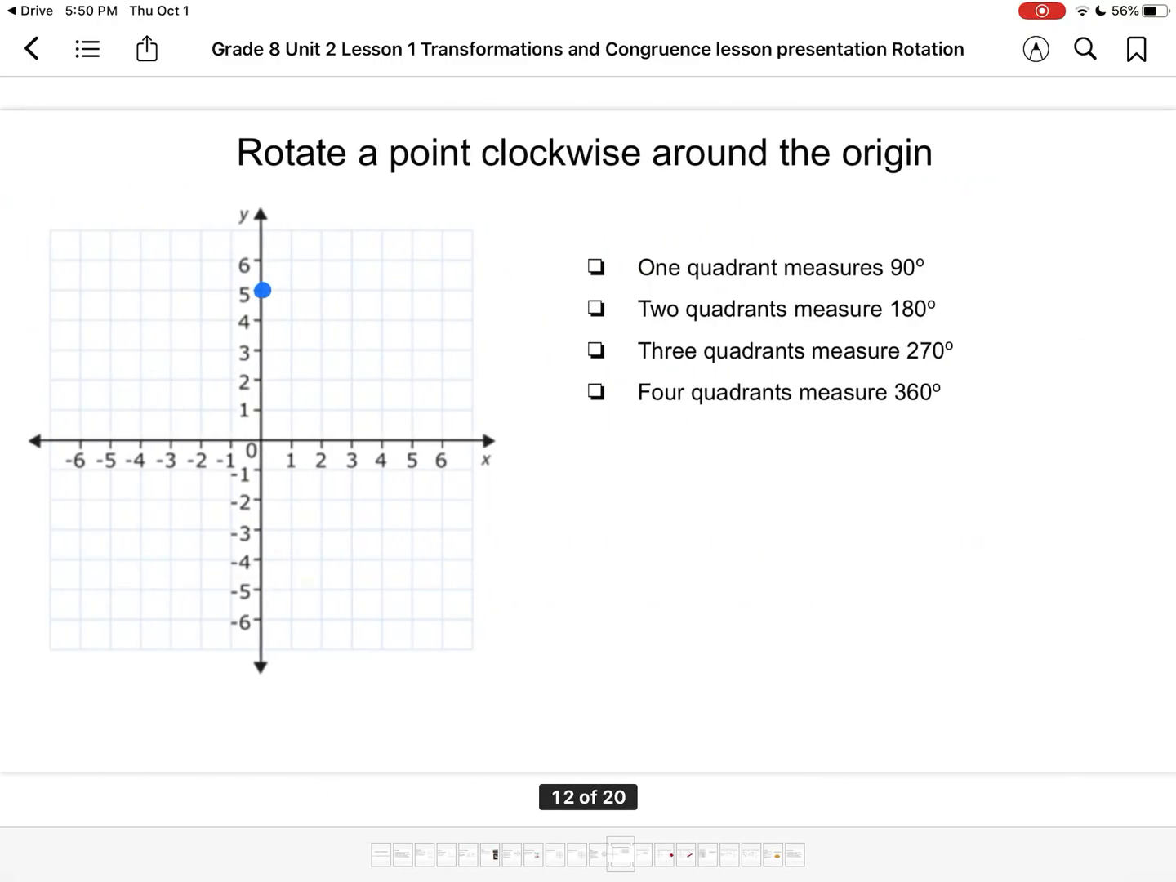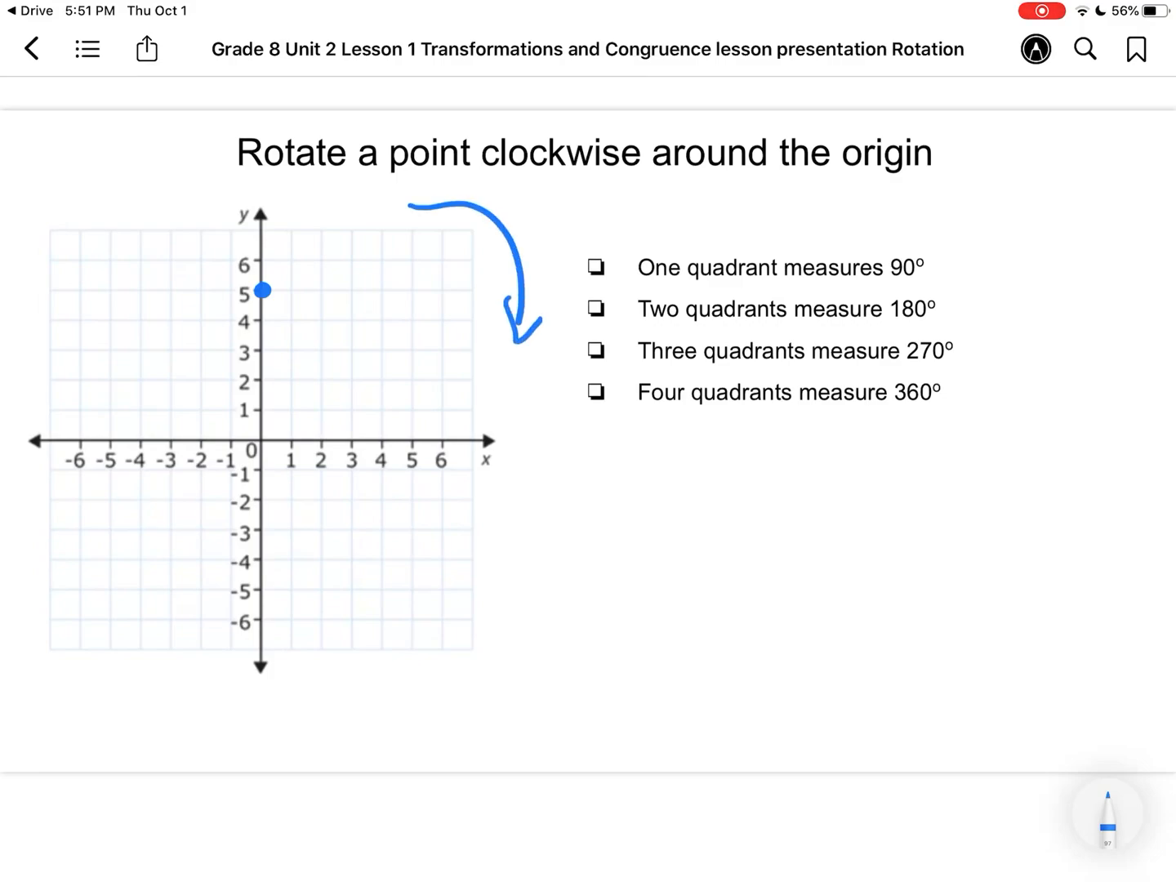So if we were to rotate this point at 0,5 around the origin, and let's say we want to move it just 90 degrees, so that would move it one quadrant. Clockwise would mean we would go in this direction, so we will move it one quadrant, 90 degrees, and it will land here. So if this is A, this would be A prime.